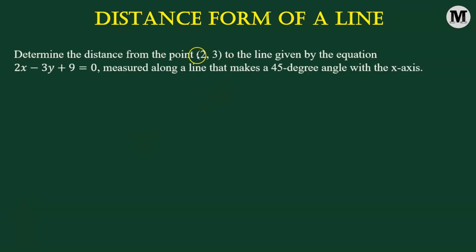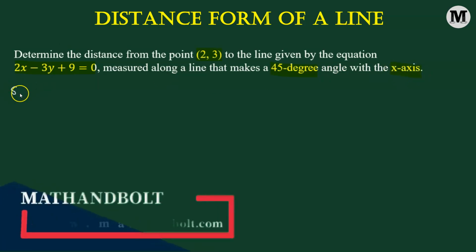Determine the distance from the point having coordinate (2, 3) to the line given by the equation 2x minus 3y plus 9 equals 0, measured along a line that makes a 45-degree angle with the x-axis. Okay, let us begin. First, we'll try to understand the problem graphically.